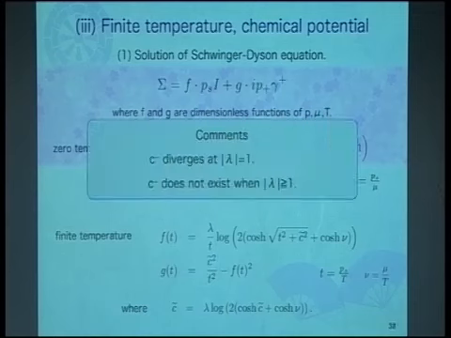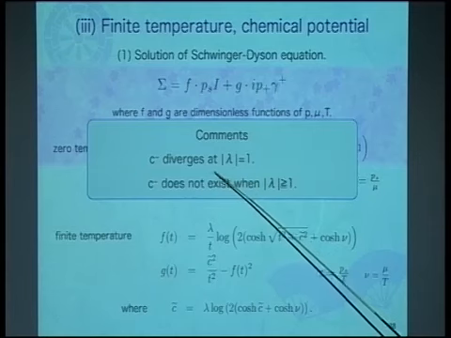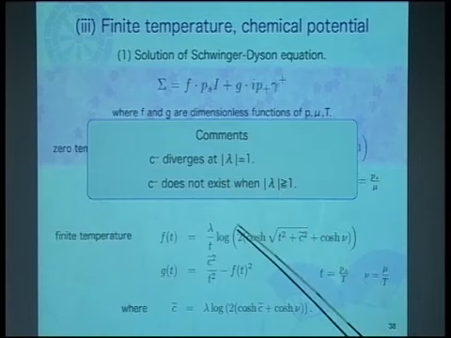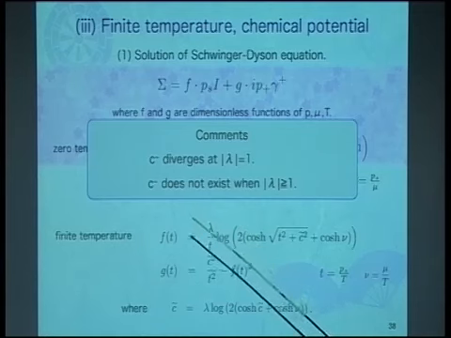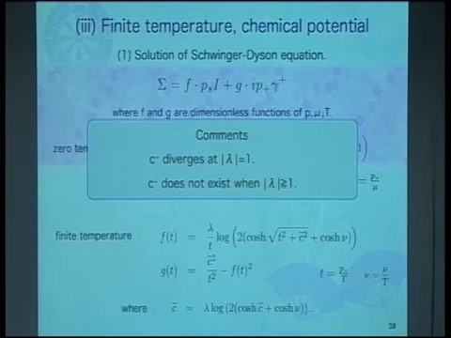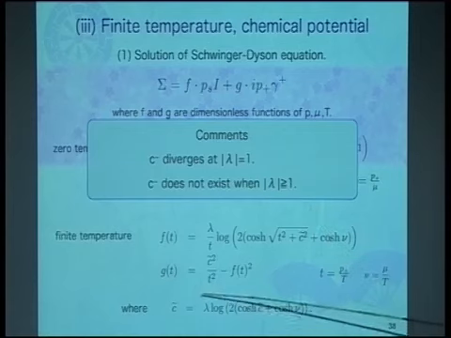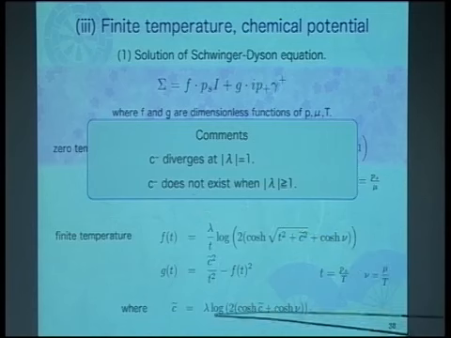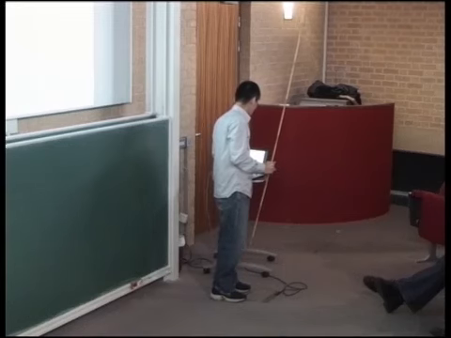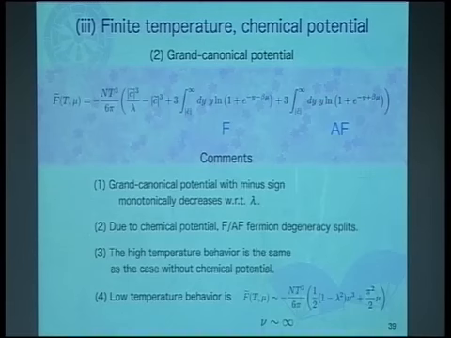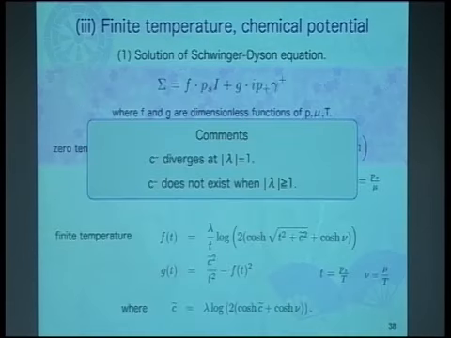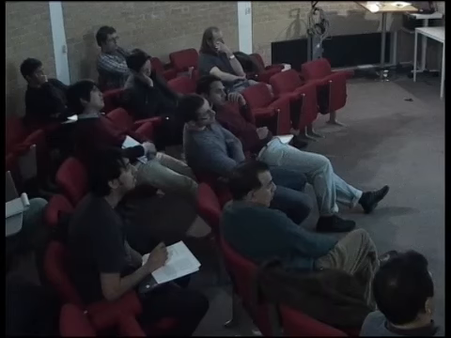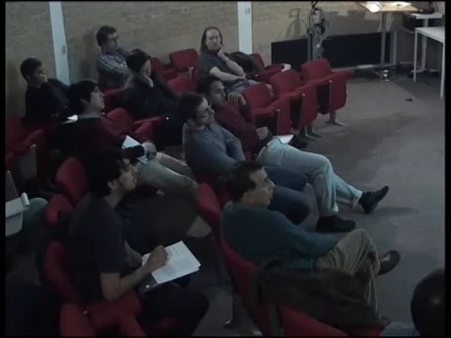And this C tilde actually has a curious property. C tilde diverges at lambda equal to 1. And C tilde does not exist when lambda is equal to or greater than 1. You can see this property from this. You're saying that the solution ceases to exist for lambda larger than 1? Larger than, the solution.